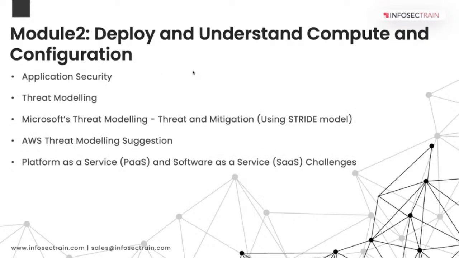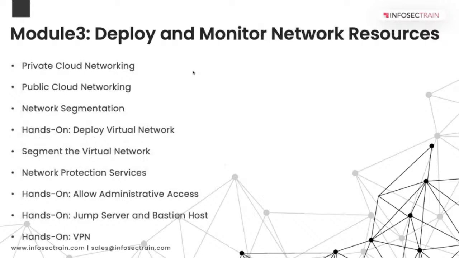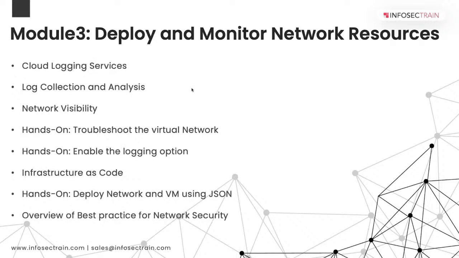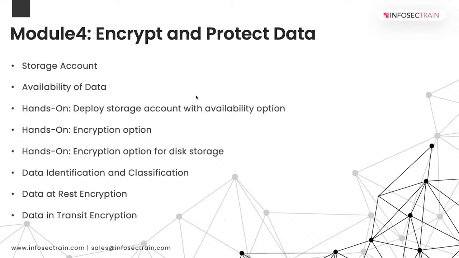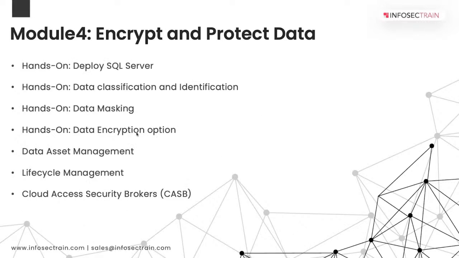Then there will be things like threat modeling and application security. Then moving on to the network resources part: deploying the VPN, VNet, jump server, bastion, logging options, troubleshooting options, infrastructure as code, then encrypting and protecting the data. As you can see, a lot of hands-on work is coming along the path, meaning this course is going to be a bit practical as well, and you will be doing some demonstrations there.